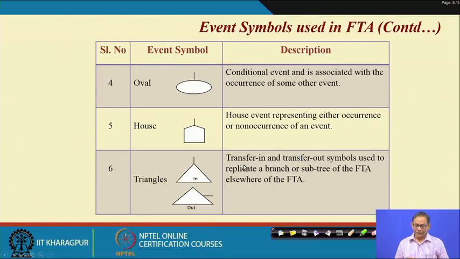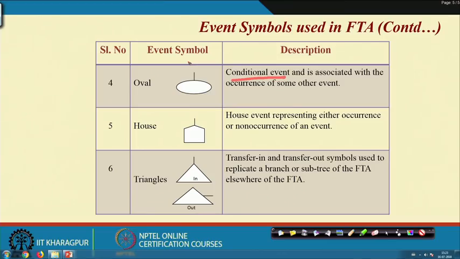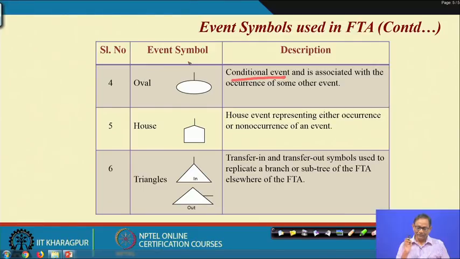Then what happens? Oval. The oval symbol is basically a conditional event. So, if something happens in reference to this, then only the top event will occur. For example, an alarm sounds in the pressure tank system. You have seen that there is an alarm sound under an over pressure condition, and when the alarm sounds, the operator needs to check the pressure gauge and then he should remove the contact. Okay. So, suppose the alarm sounds and the operator takes a wrong action, then what happens? The top event will occur, the over pressure condition will occur and finally rupture will take place.